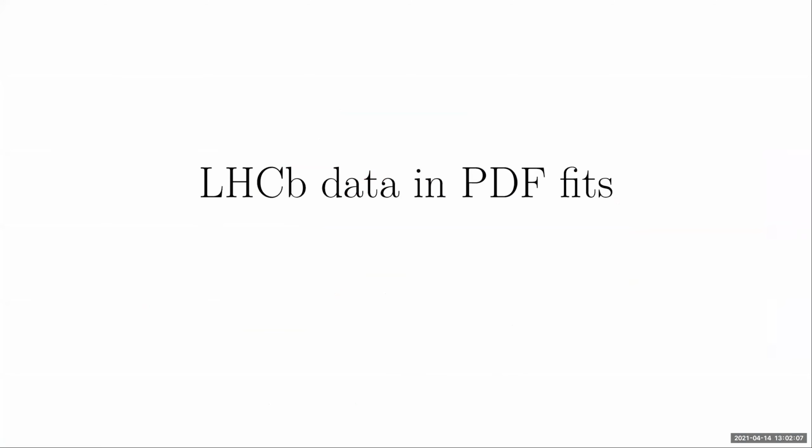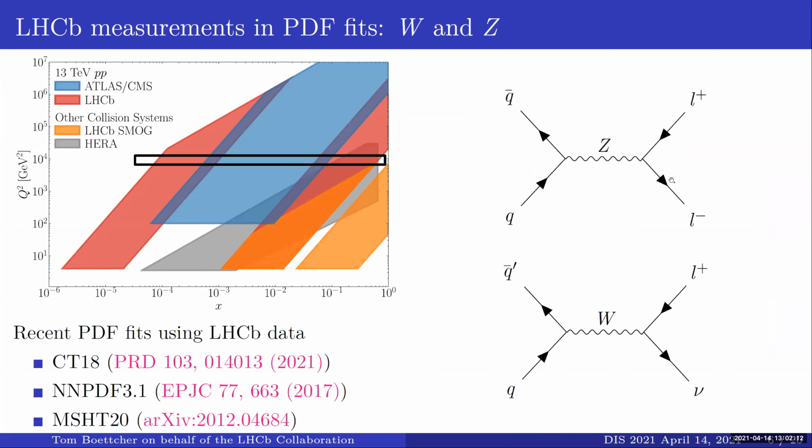Now I want to present the data that's actually used in PDF fits. LHCb has performed measurements of Z and W boson production, and these are now used in all of the state-of-the-art major PDF fits: CT18, NNPDF 3.1 and MSHT20. You can see the tree level diagrams here on the right. We are really probing the PDFs at Q squared equal to the vector boson mass squared. That's this region I've highlighted here. And as you change the rapidity of the Z or the W, you probe a different region of X.